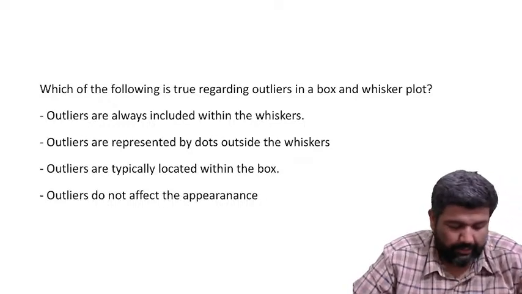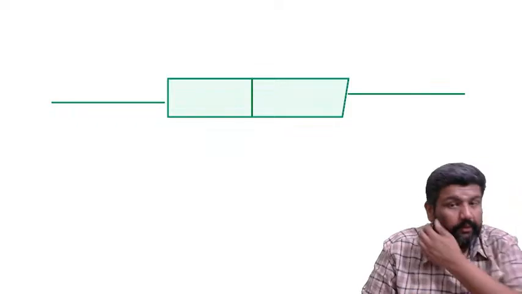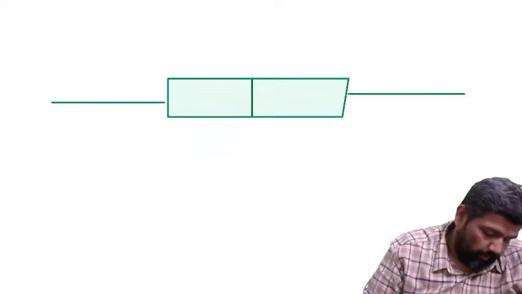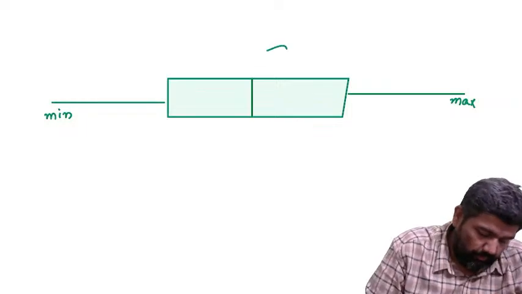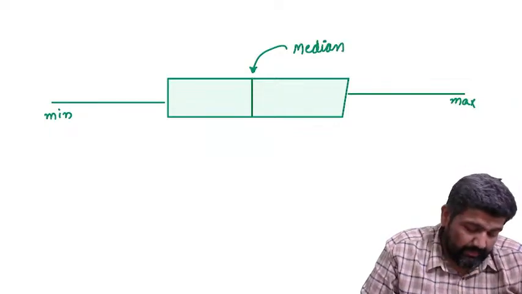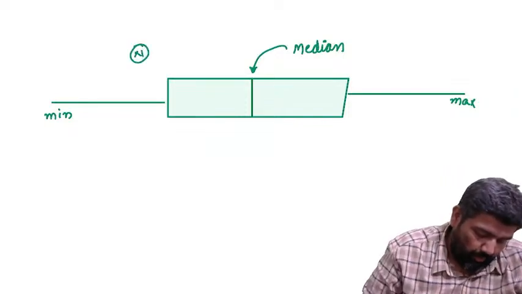Now, which of the following is true regarding outlier in a box and whisker plot? So guys, this is a box and whisker plot. In this box and whisker plot, this is the minimum value, this is the maximum value, this is the median. Guys, the outlier means, so this is a normal distribution box and whisker curve.